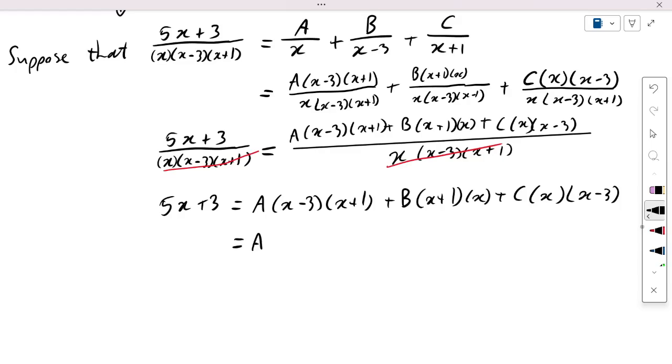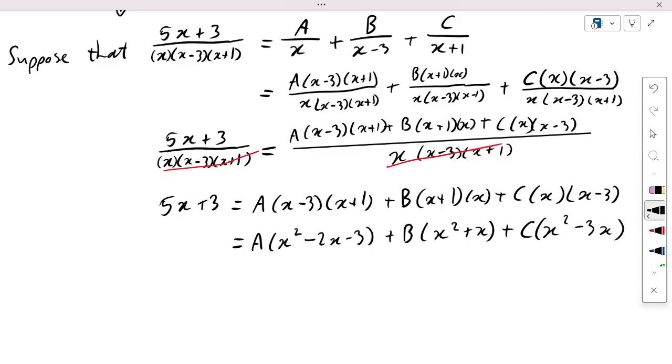So first of all, we need to actually use the FOIL method on here. So this is actually just going to give us x squared minus 2x minus 3. And then over here, what we're going to have is plus b into, we're going to multiply these brackets as well. We are going to have x squared plus x, and then plus c multiplied by, we're going to deal with this bracket over here. It's going to be x squared minus 3x. Alright, and this is equal to 5x plus 3.